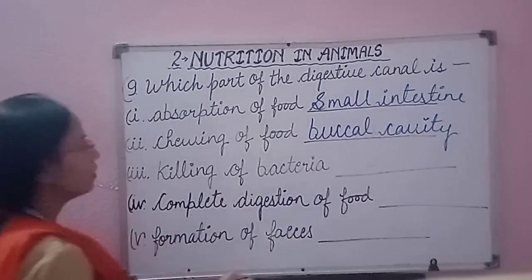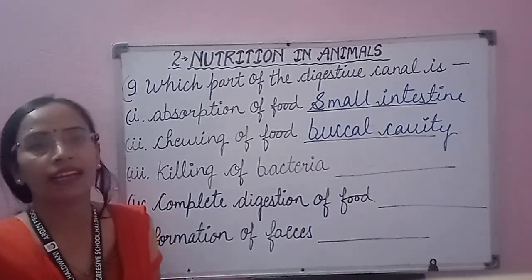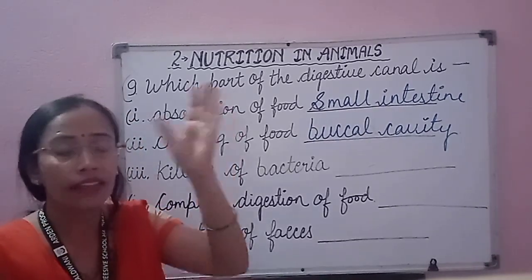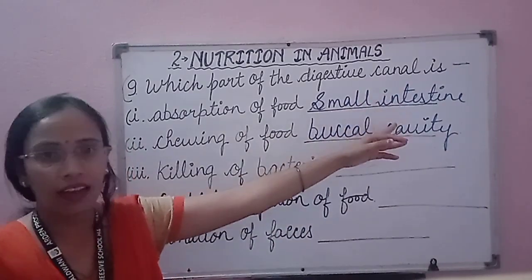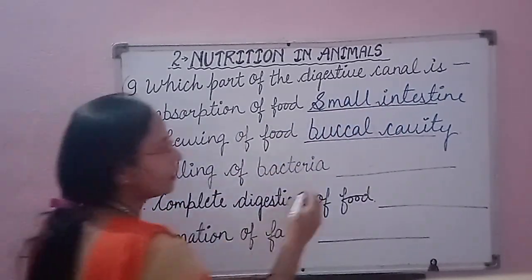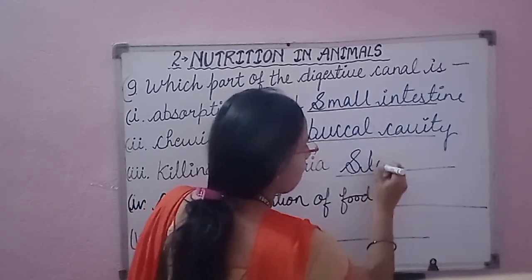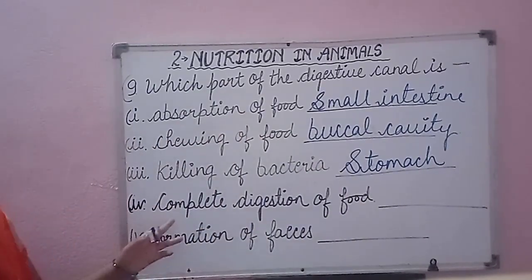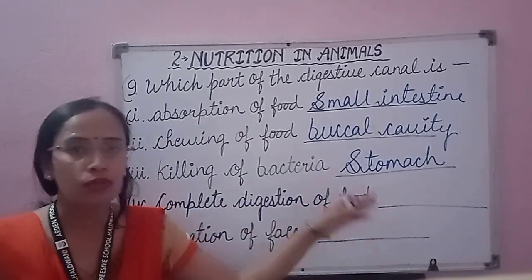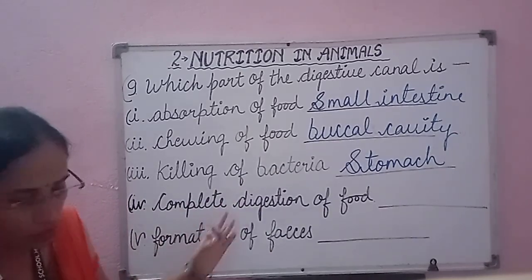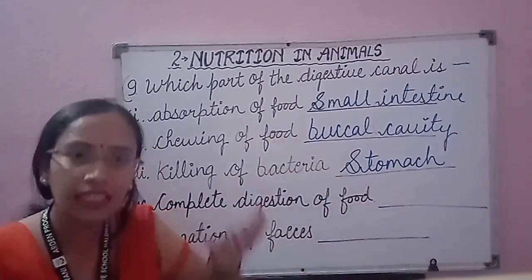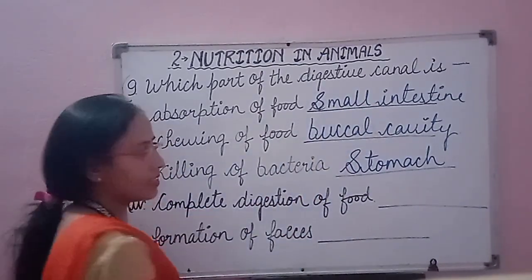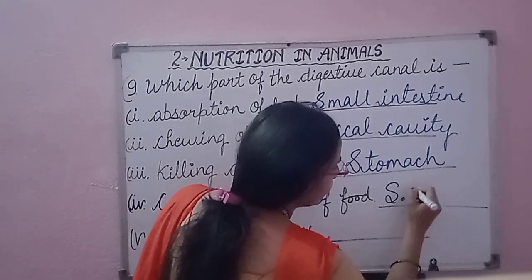Now the next, third one is killing of bacteria. Where are the bacteria killed in the digestive canal? The bacteria are killed in the stomach. Fourth one is complete digestion of food. So where does the complete digestion of food take place? The complete digestion of food takes place in the small intestine itself. Okay, small intestine.